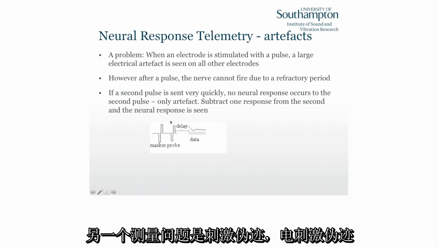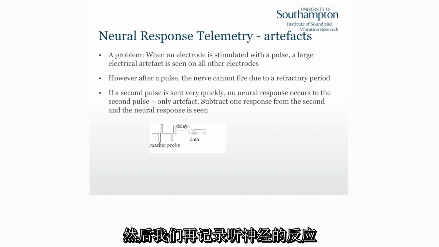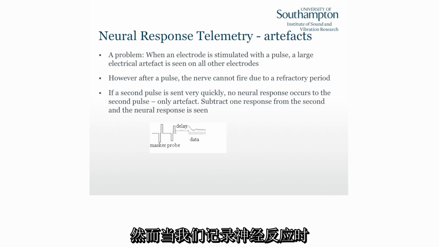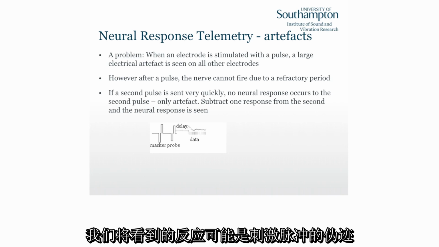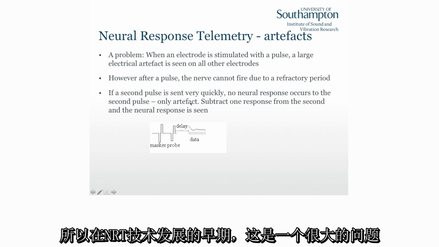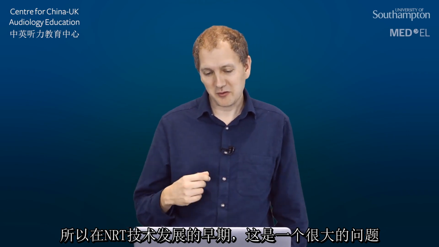An issue with this kind of measurement is electrical artifact. So we're stimulating the eighth nerve with electrical pulses, and then we're trying to record back the response to the nerve. However, when we're recording back the response, we'll see potentially the artifact of the stimulation pulse. So in the early days of NRT, this was a big problem.